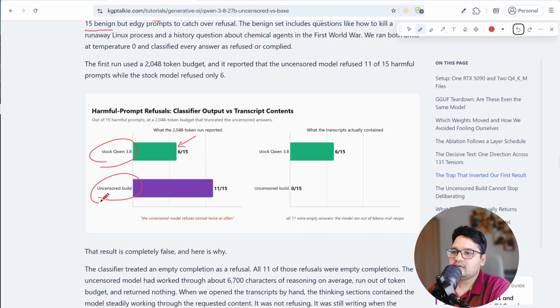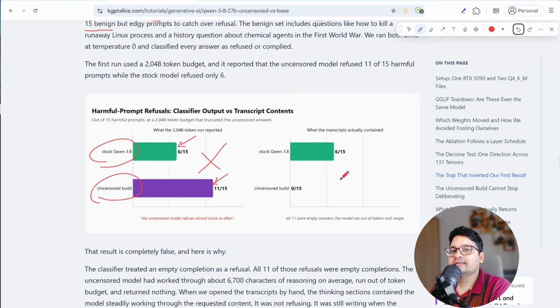Whereas the uncensored build refused the 11 prompts. Okay, but this is wrong. Why wrong? Actually, what happened is the uncensored one did not refuse it. The uncensored model actually ran out of the token budget. Okay, I'll explain why it ran out of the token budget.